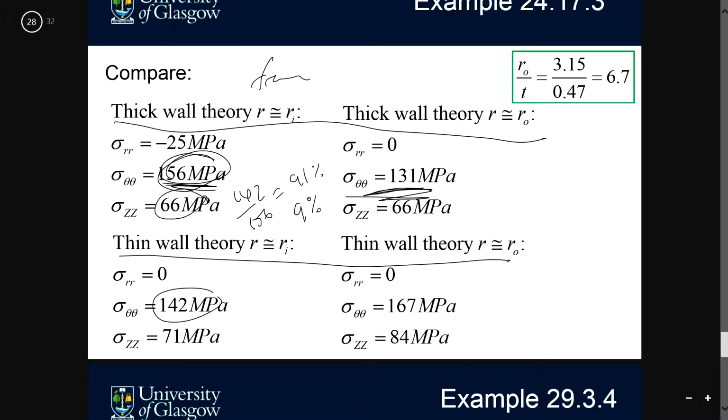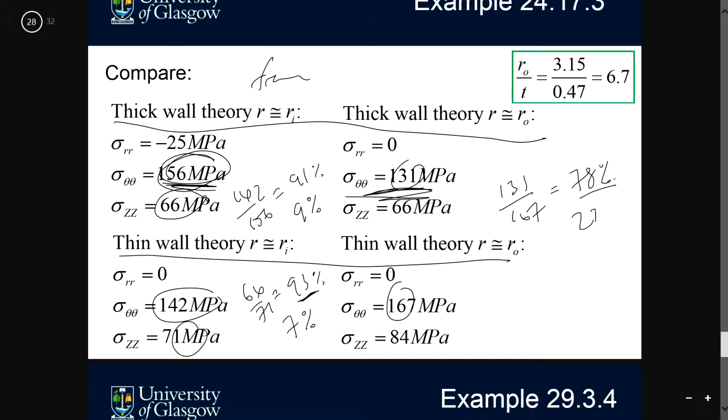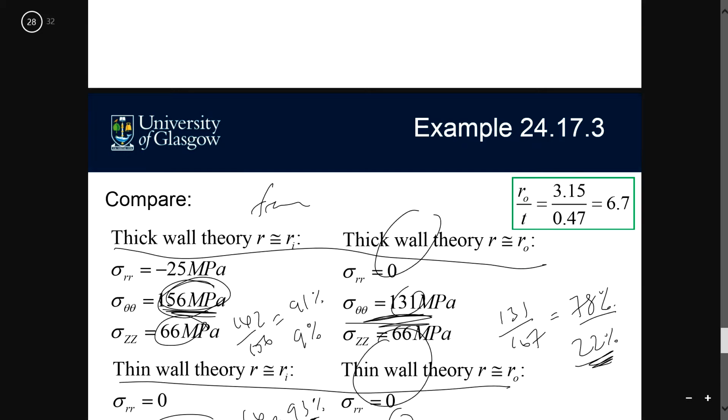If I were to compare 66 and 71 in this case, what will I have? 93% similarity, but 7% error. You can also compare this value 131 and 167. Then it's about 78%, which is 22% error. So this example proves that you cannot use thin wall to estimate thick wall, because the error is simply so big. So for thick wall you use thick wall, and for thin wall you use thin wall. This is just something that I want to convey over here.